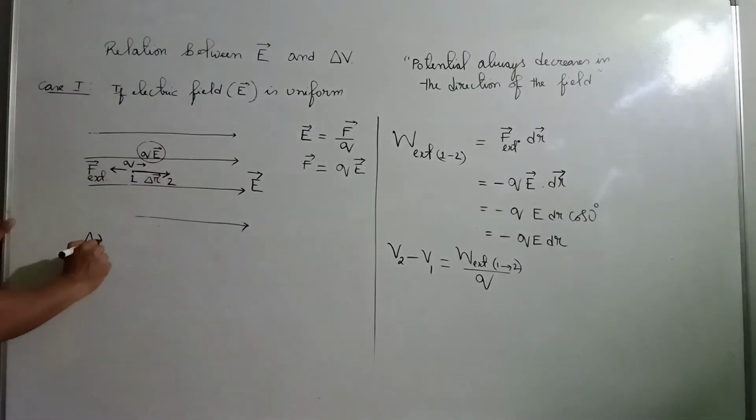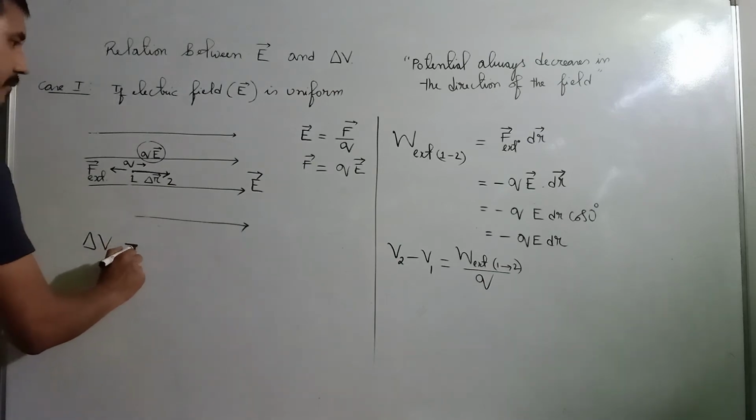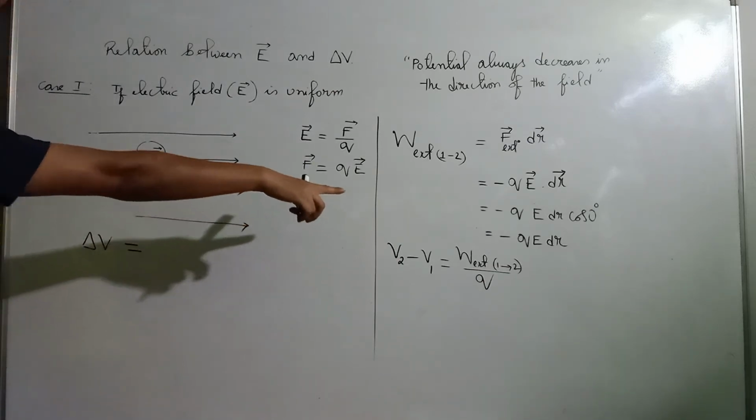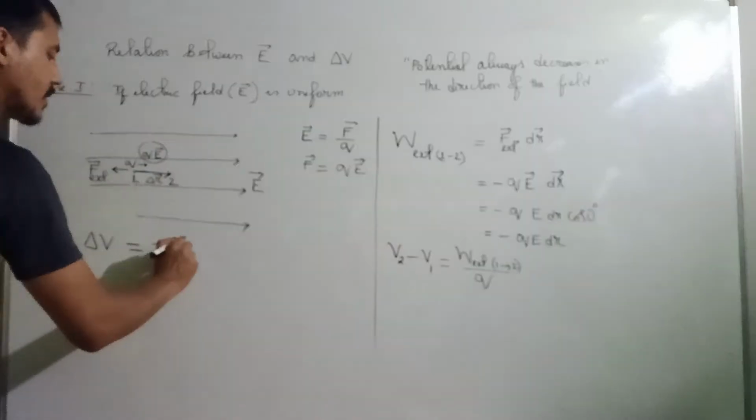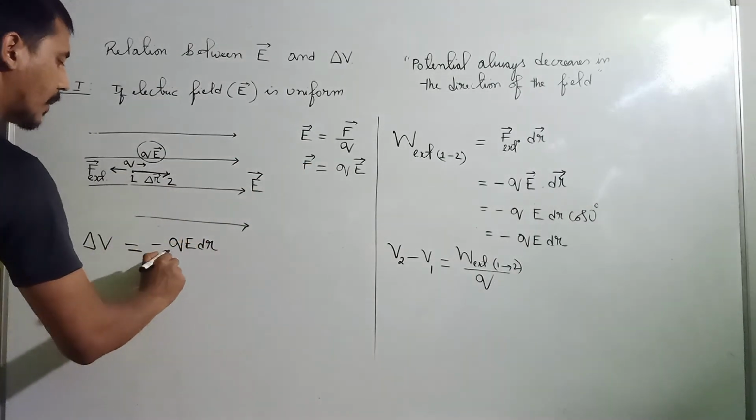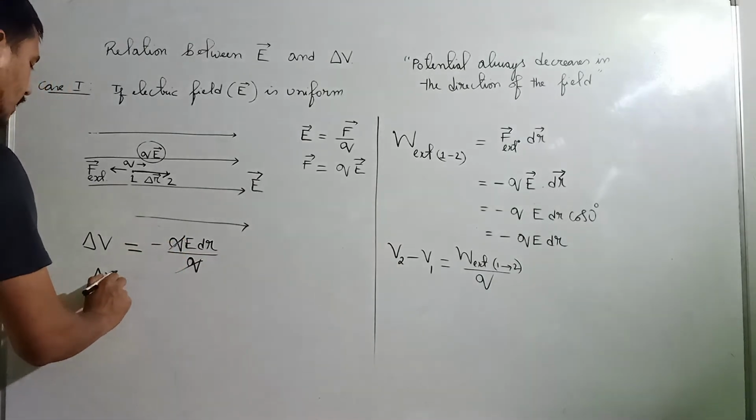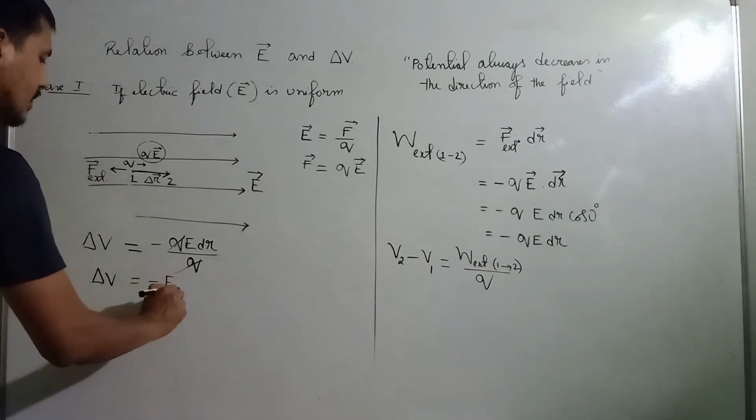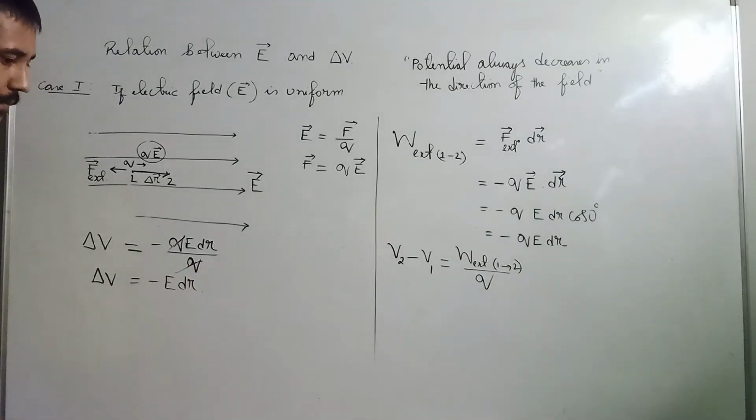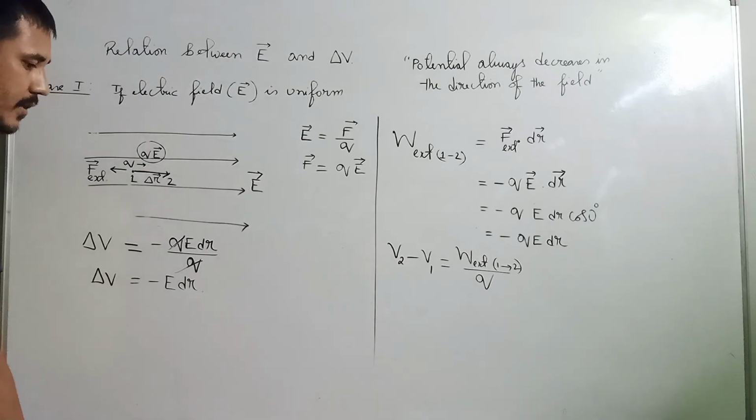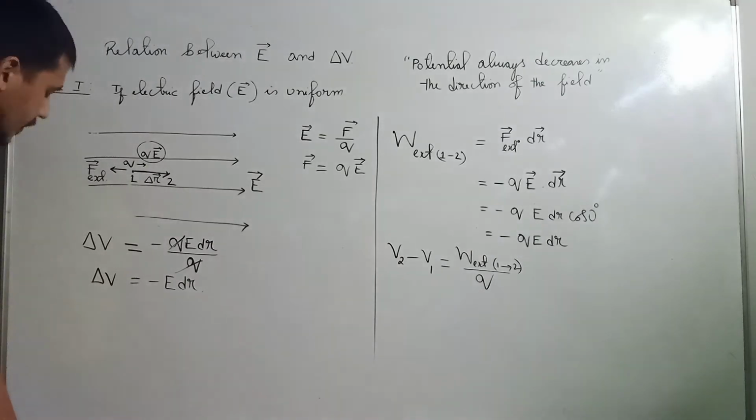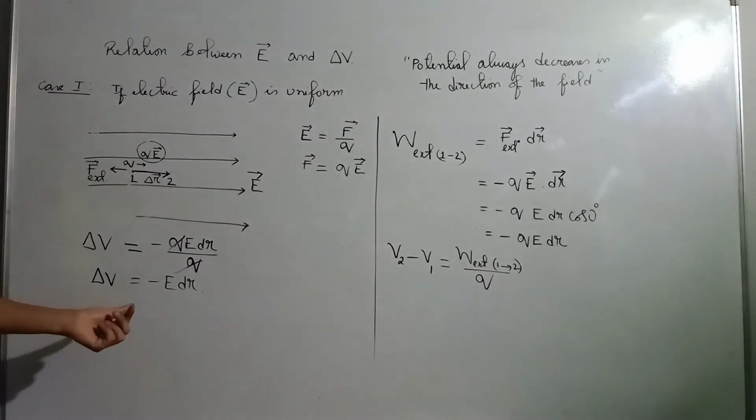V2 minus V1, delta V, is equal to W external, the work done by the external agency, which is minus QE dr upon Q. So your delta V is equal to minus E dr. Now, why are we getting a negative sign here? Do you have any question on that?